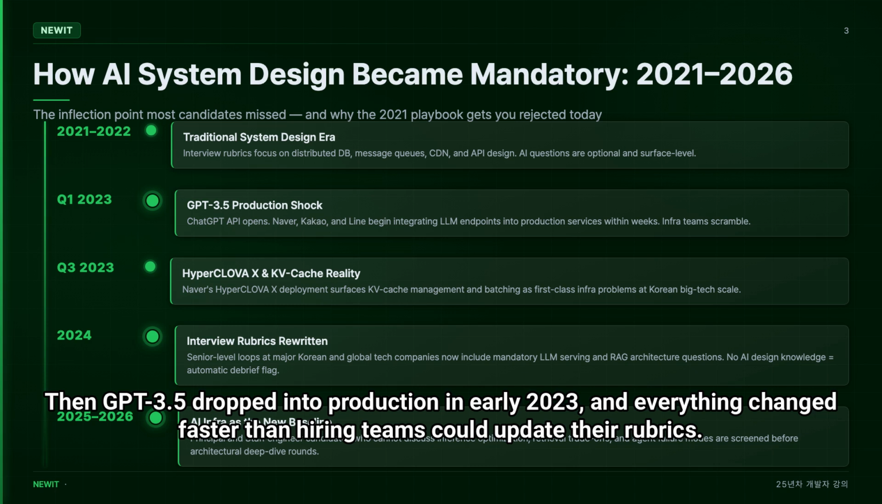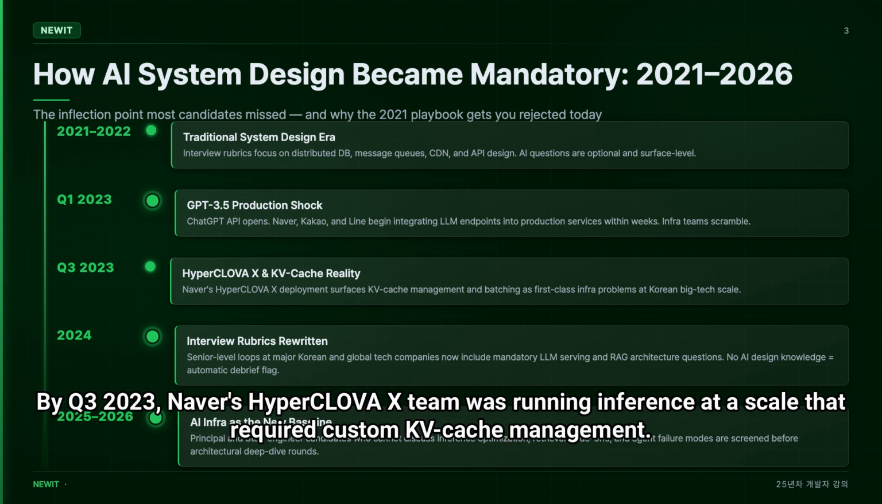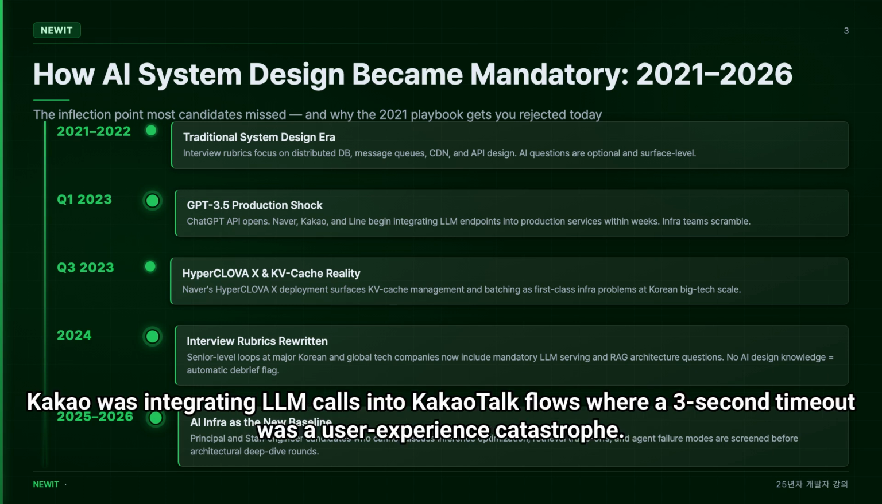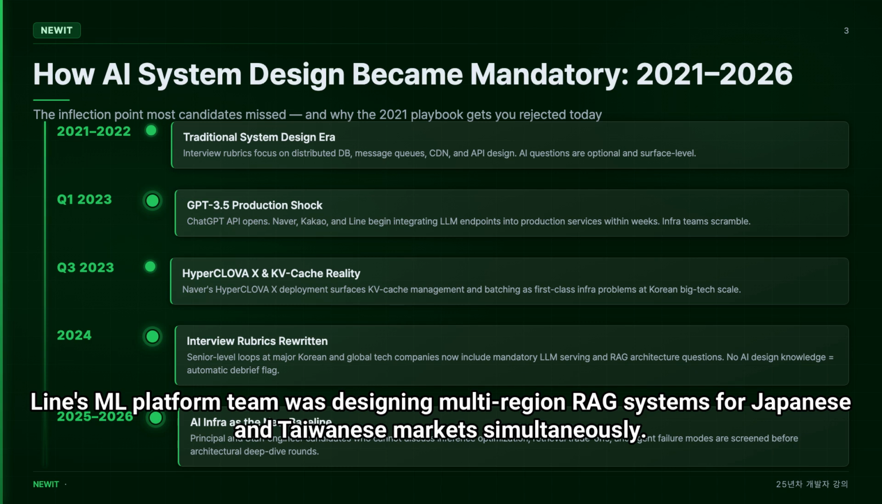By Q3 2023, Naver's HyperCLOVA X team was running inference at a scale that required custom KV cache management. Kakao was integrating LLM calls into KakaoTalk flows where a 3-second timeout was a user experience catastrophe. Line's ML platform team was designing multi-region RAG systems for Japanese and Taiwanese markets simultaneously.